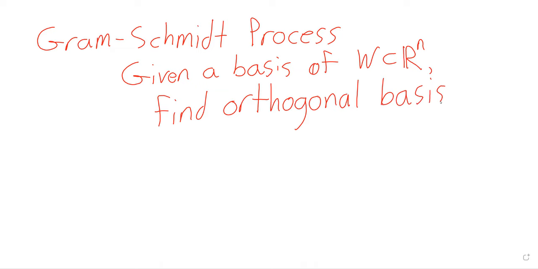We've talked about the advantages of having orthogonal bases. For example, if we want to project a vector onto this space, our formula assumes that we have an orthogonal basis. So the Gram-Schmidt process is going to take a basis and turn it into an orthogonal basis. It's pretty straightforward, maybe kind of tedious if you're working with a lot of vectors.